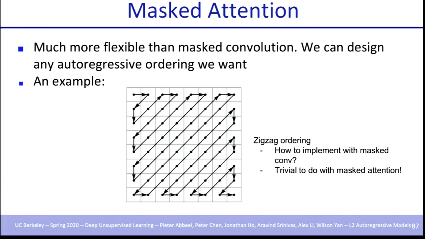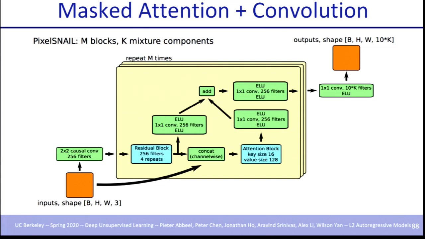Cool, then here's some details of an architecture we developed a little while ago called Pixel Snail, where we have both convolutional blocks and self-attention blocks. Convolutional blocks have the prior that local information is interesting. The attention block gives you the opportunity to look everywhere, not have any blind spot at all, in a very simple way. You can also try to visualize the blind spot of these different things.